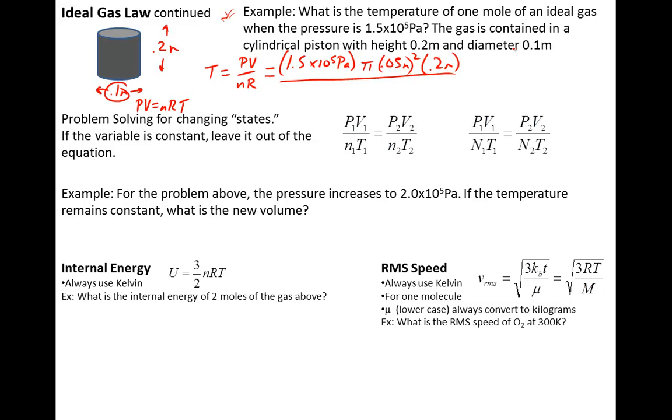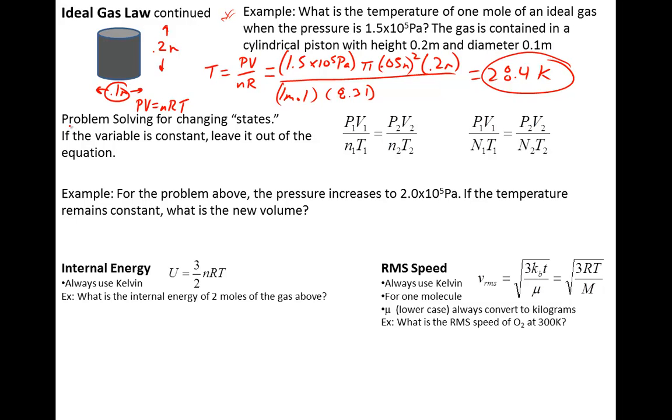The number of moles is given to us as 1 mole, and the gas constant is 8.31. This gives me a value of 28.4 Kelvin, which is actually a very low temperature.